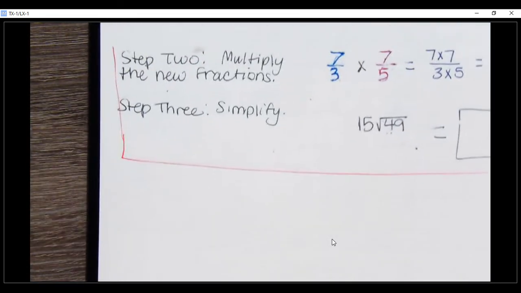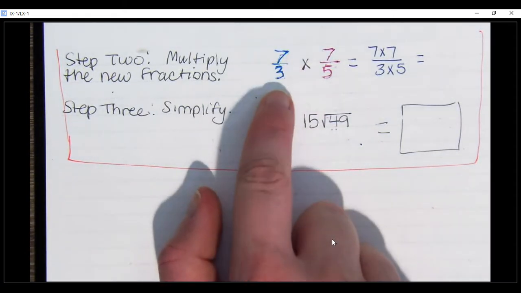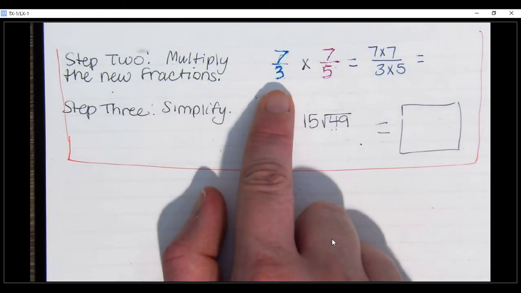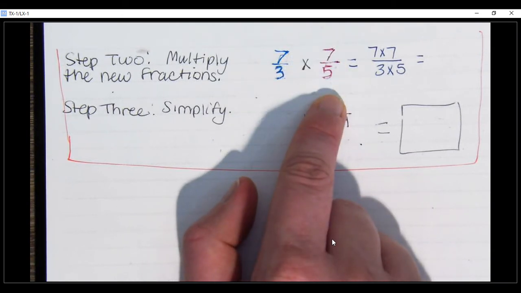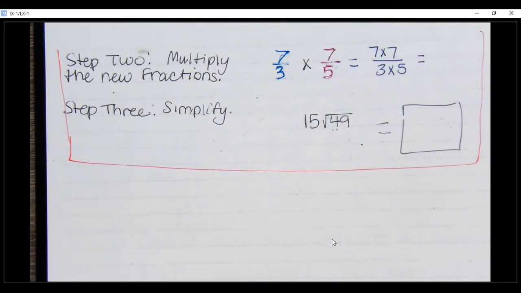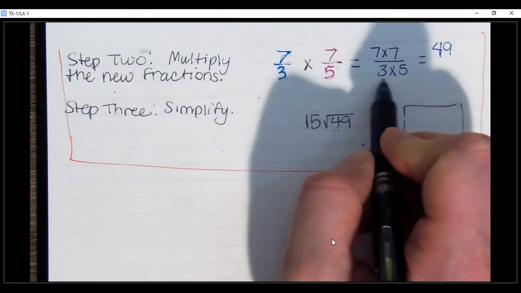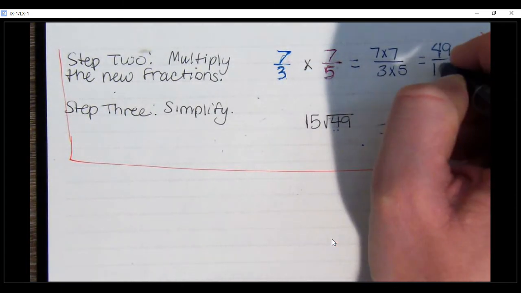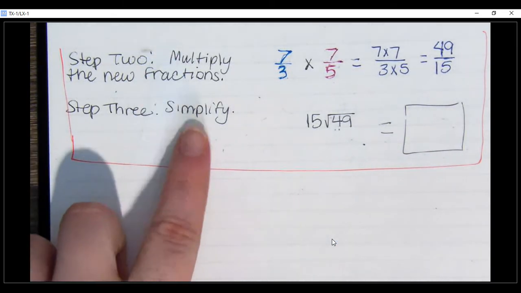So step 2 is to multiply the new fractions. Same thing as before. We took our improper fractions that we've turned from mixed numbers, so 7/3, and we're multiplying it by 7/5. We can multiply the numerators together to get 7 times 7. 7 times 7 is going to be 49. And 3 times 5 is 15.